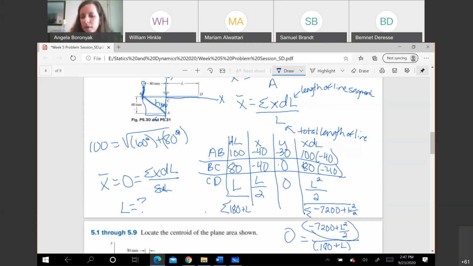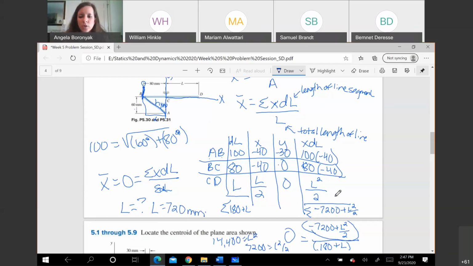So when that's 0, I move negative 7,200 to the other side. That 7,200 equals L squared over 2. Well, 7,200 times 2 gets me 14,400 equals L squared. Take the square root of that, and I get L equals 120. My units this whole time have been millimeters.